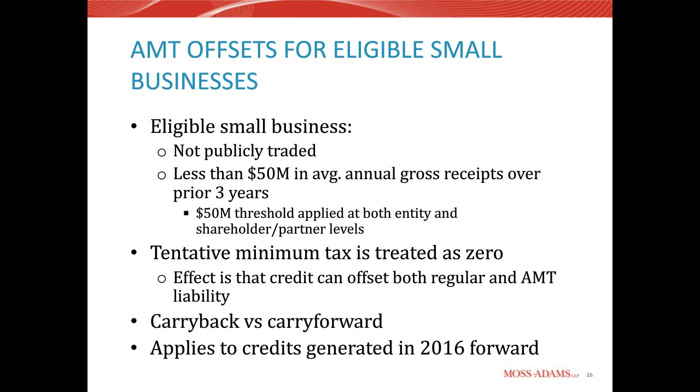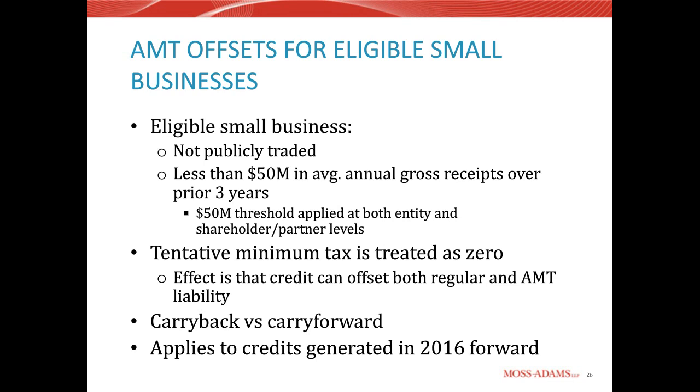So for eligible small businesses, they can now use the credit to offset that alternative minimum tax, which is a very big deal for a lot of our clients. To be an eligible small business, you have to be not publicly traded, and have less than $50 million in average gross receipts over the prior 3 years, and this is applied at both the entity level as well as the individual level.